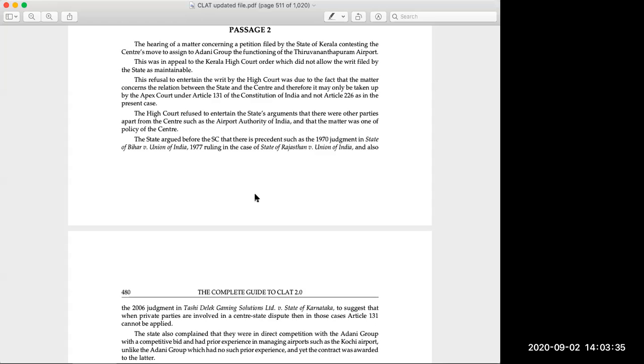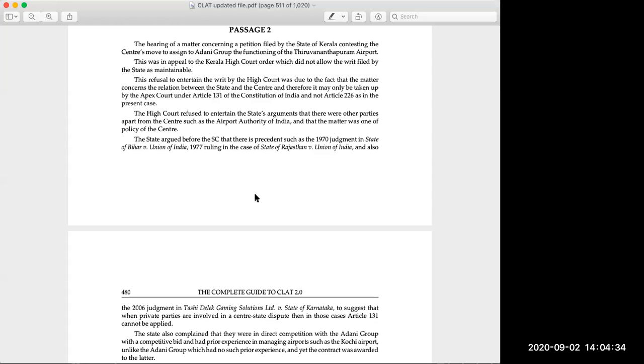The High Court refused to entertain the state's argument that there were other parties apart from the Centre, such as the Airport Authority of India, and that the matter was one of the policy of the Centre. The state argued before the Supreme Court that there are precedents, such as a 1970 judgment in State of Bihar versus Union of India, a 1977 ruling in State of Rajasthan versus Union of India, and a 2006 judgment in Tasi Delak Gaming Solution Limited versus State of Karnataka, to suggest that when private parties are involved in a Centre-state dispute, Article 131 cannot be applied.